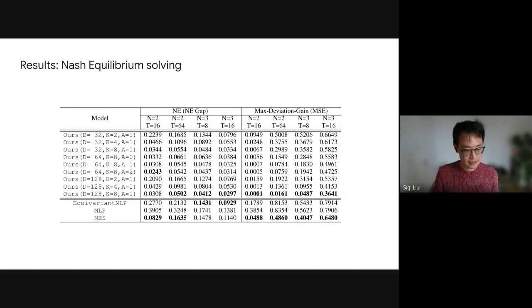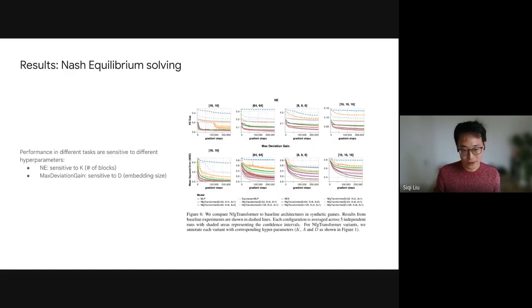So here we see all of these different variants. For example, for Nash equilibrium solving, not having this action-to-action layer hurts performance. Also, here we're showing basically the same data, but now throughout training. All the dotted lines are the baselines. All the solid lines are different variations of the proposed model.